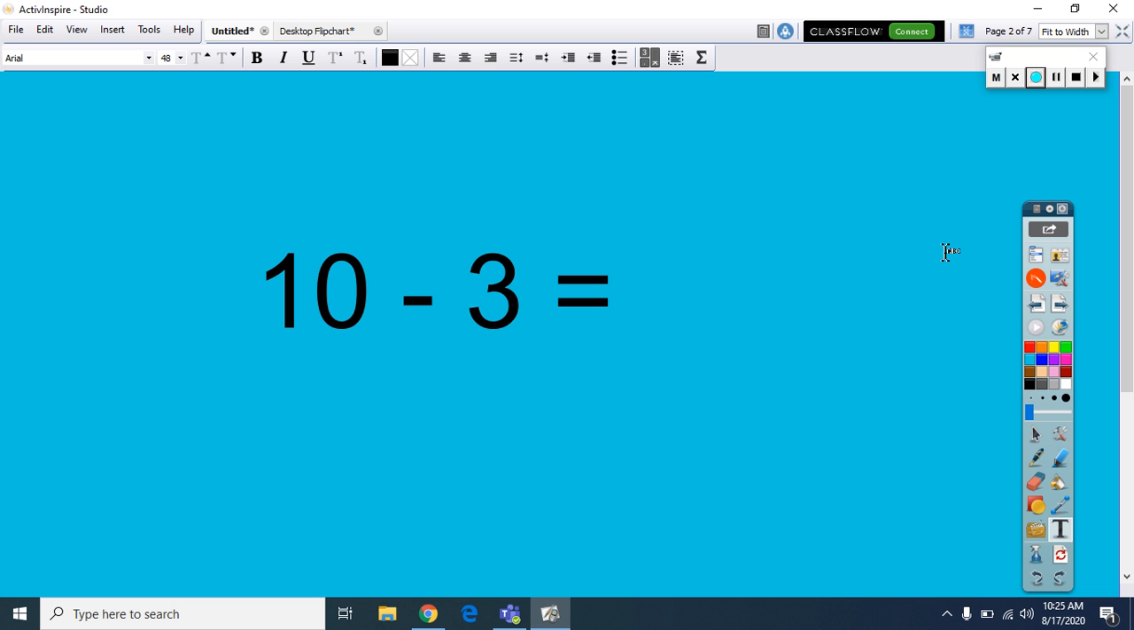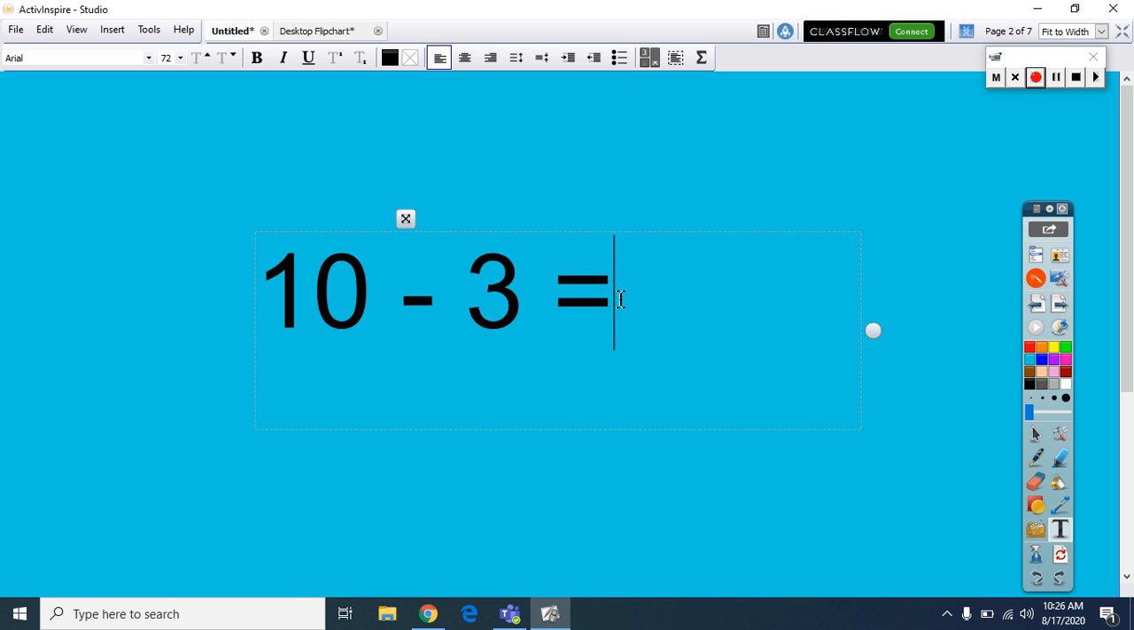Alright, so looking at this first one, the first way I'm going to teach you to subtract is probably the way that your first grade teachers and your kindergarten teachers taught you. We are just going to count backwards. It's called the count back strategy. If you remember when we added, we did the count up strategy. Now we're just going to count back.